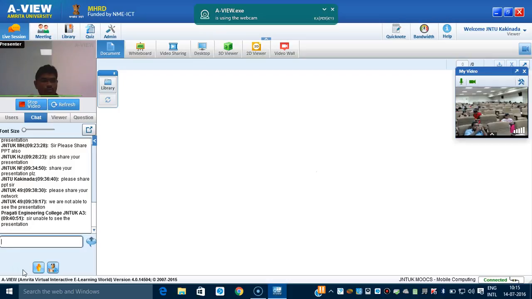Means source mobile node, home agent, foreign agent, and visitor mobile node. Totally four components we have. From source mobile node to visitor mobile node, we are forwarding the packets by using this tunnel mechanism, and from visitor mobile node, it will try to forward the communication packets to the source mobile node. It's using the reverse tunneling mechanism.